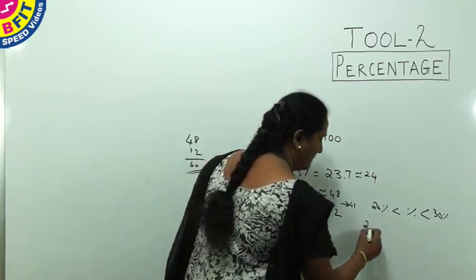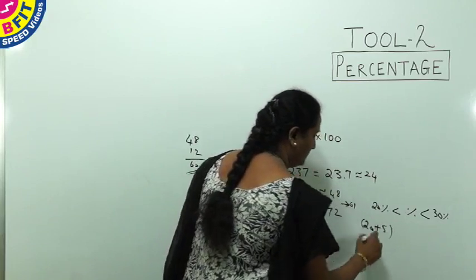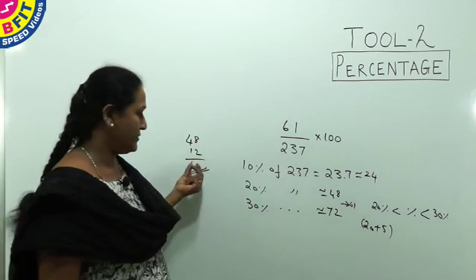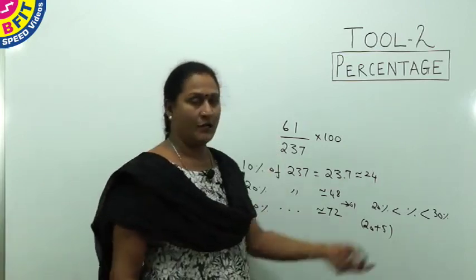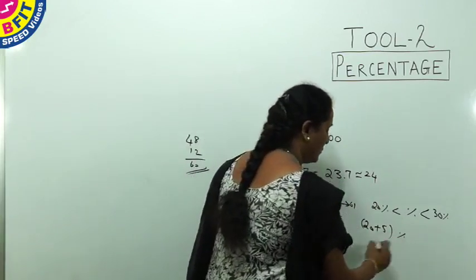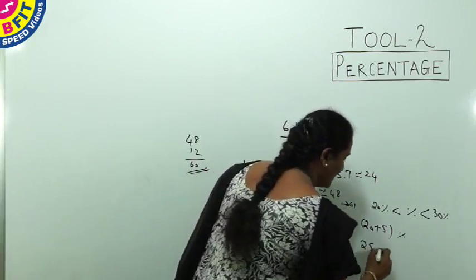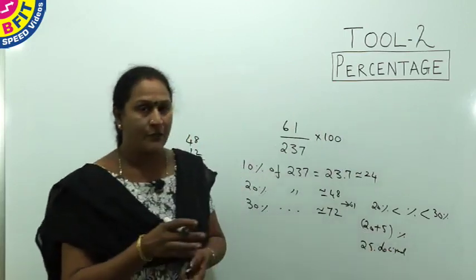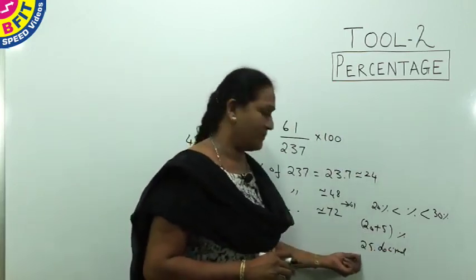So 20 plus 5. So 20% is 48, and if we check 5%, it is 12. So the value is more than 25%. So you choose the option which is 25 point some decimals. So choose the option which is more than 25% and a decimal number with 25.